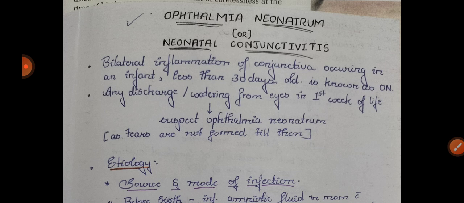Any discharge or watering of the eyes in the first week of life is a suspect of ophthalmia neonatorum, as tears are not formed until then. An infant doesn't have tears, so if any watery discharge is seen, it is suspected to be ophthalmia neonatorum.